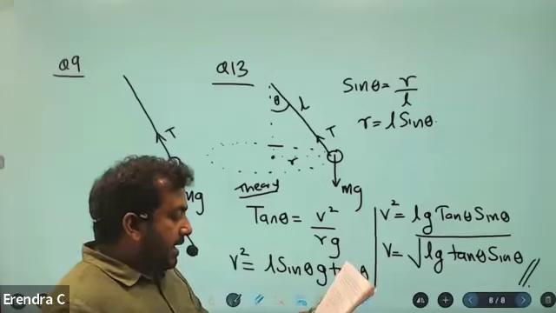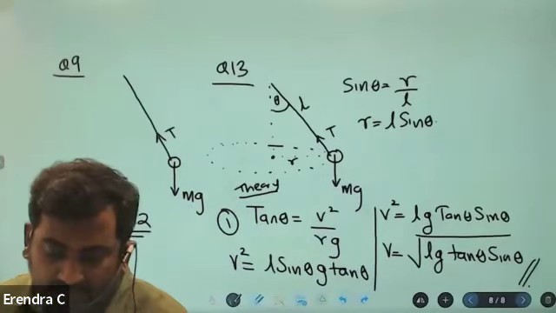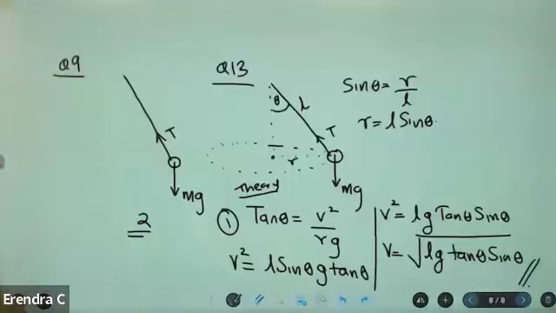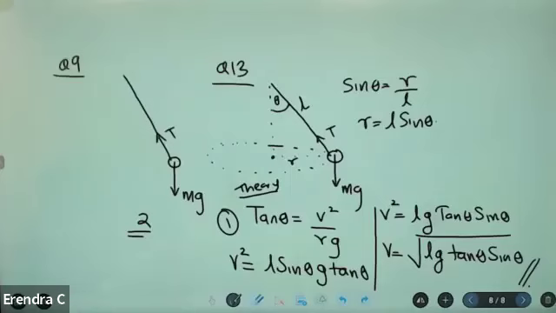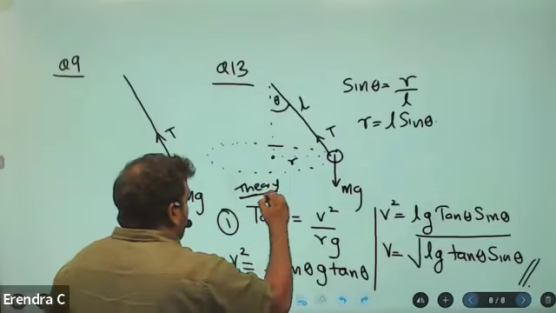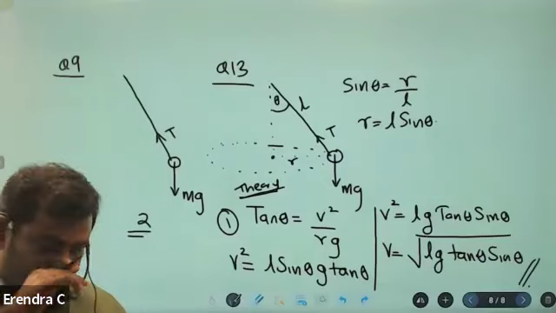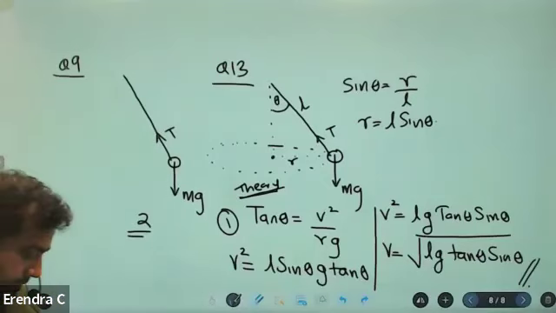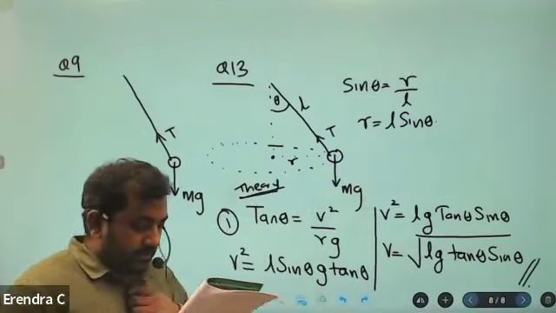This is there in answer number 1. You know, question number 13, answer number 1. If you're doing MCQ directly, you should be able to write this. They're asking velocity, no? Right. Quickly write, the ones who need it.